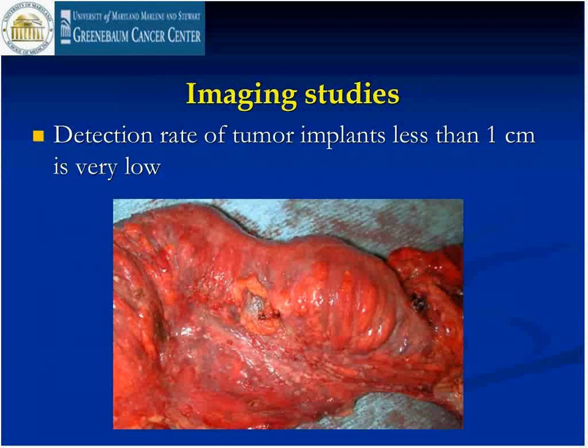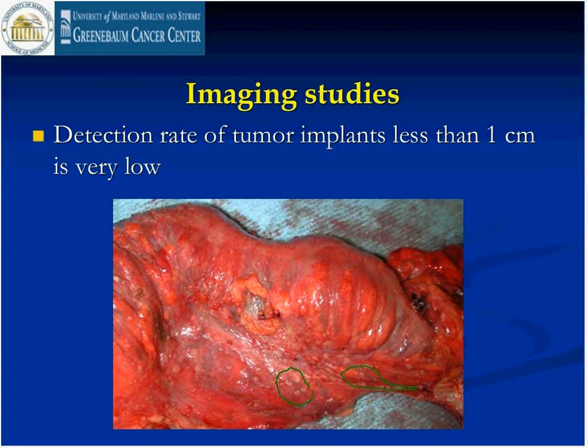This is an example of how imaging studies underestimate the extent of the disease. This is a picture of a patient with carcinomatosis, and you can see these little spots or white dots on the mesentery of the colon. You can see them throughout the mesentery of the colon.